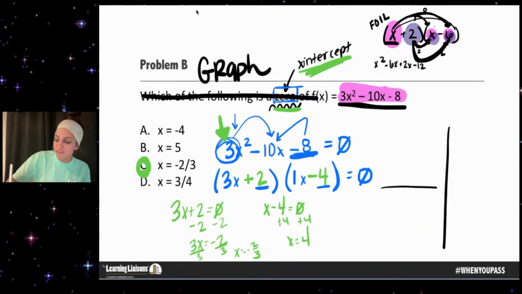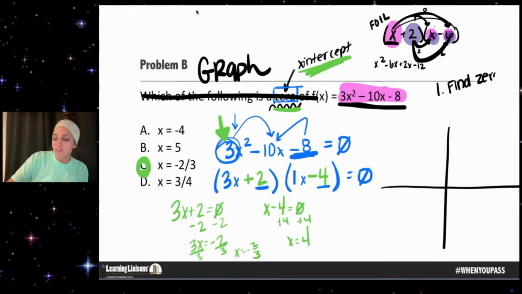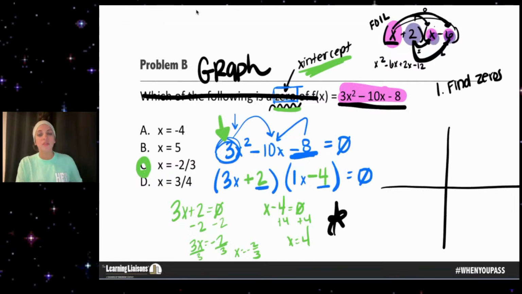I am going to find my zeros first. So if it said graph 3x squared minus 10x minus 8, my first thing that I would do is find the zeros. Number 1, find zeros. Now, if it doesn't factor, which is entirely possible, then number 1 wouldn't be possible. But I'm going to plot 4, 1, 2, 3, 4, and I'm going to plot negative 2/3, which is going to be about here.